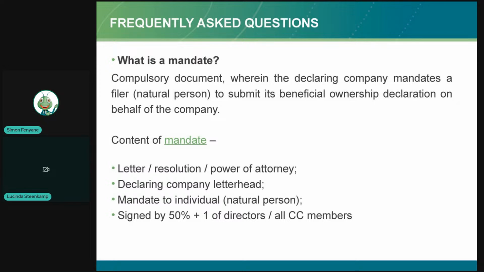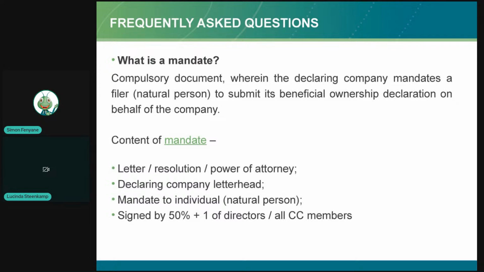The content of the mandate is, it can be in the form of a company letterhead, a resolution, a power of attorney. It must still be on the company letterhead. We've received many questions where companies indicate that they don't have a specific letterhead. We don't mean a logo or trademark or something that is on your letterhead. What we require is the content of a company information that must be on that mandate. Registered address, registration number, name and registration number of the specific company, etc.